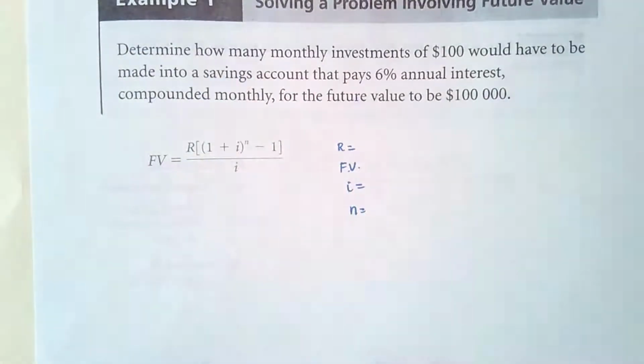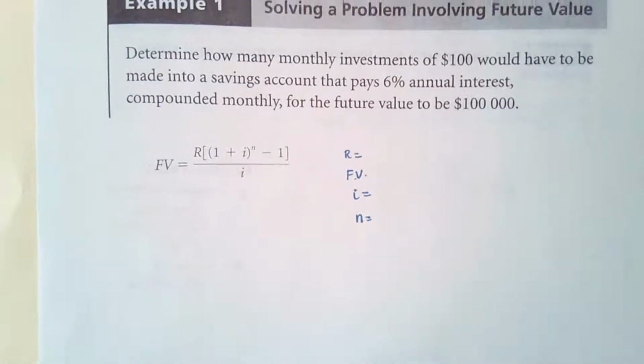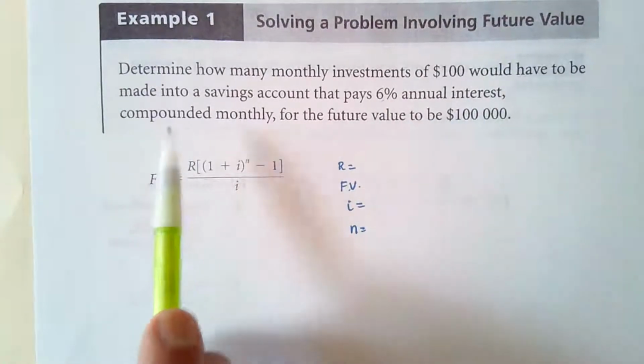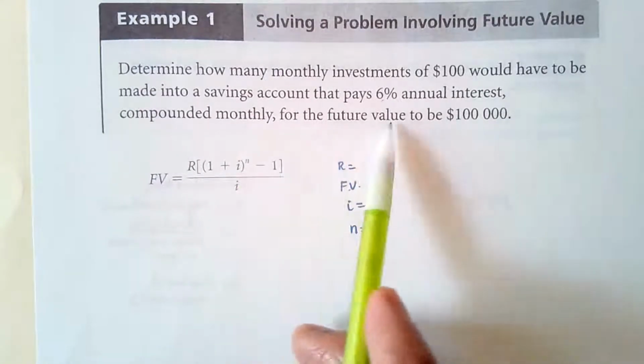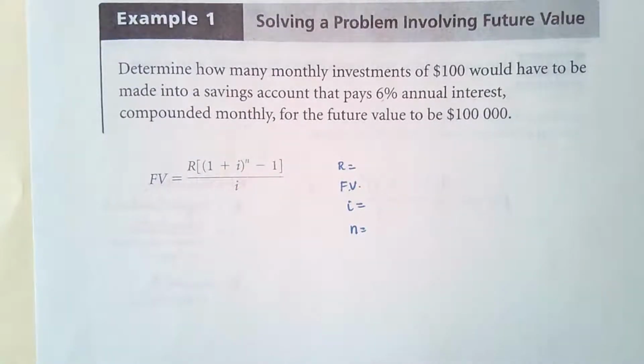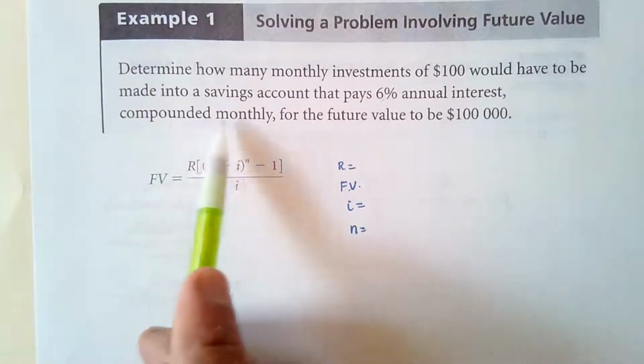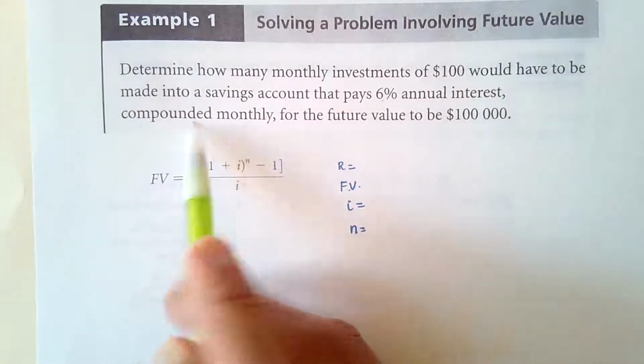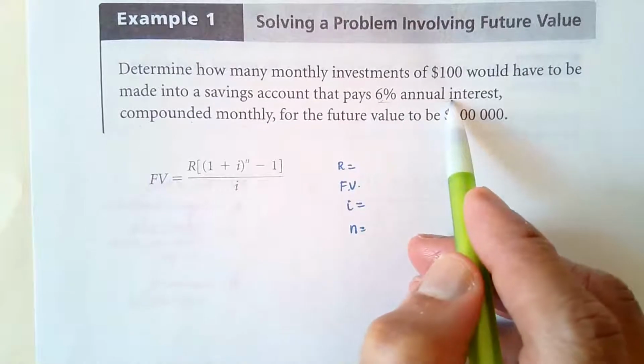Determine how many monthly investments of $100 would have to be made into a savings account that pays 6% annual interest rate, compounded monthly, for the future value to be $100,000. Just a reminder, when you say compounded monthly, it means that every month interest is calculated, so it's interest on interest.